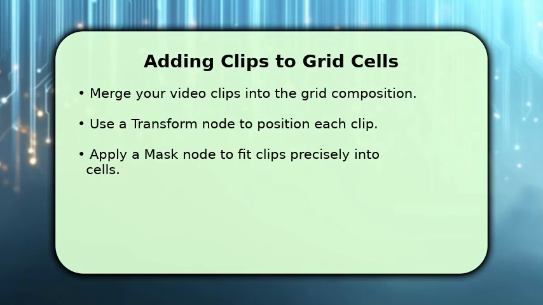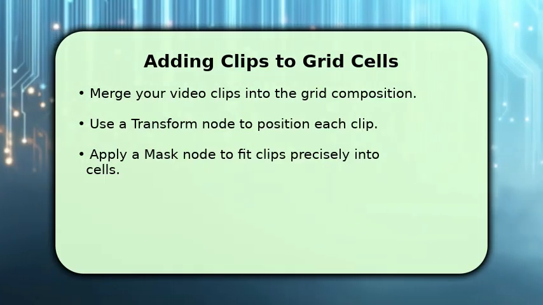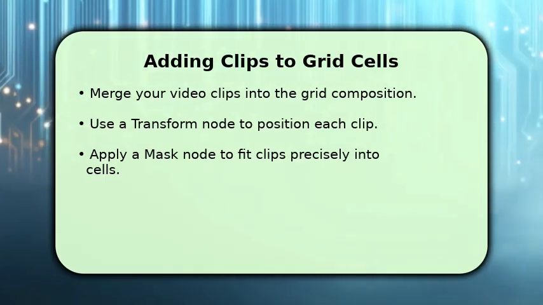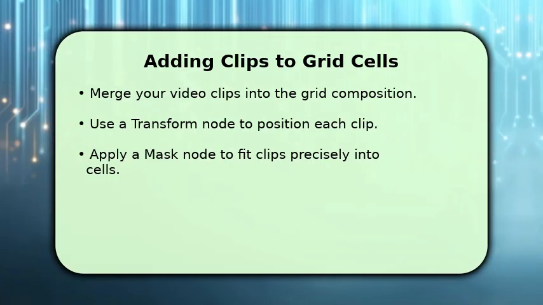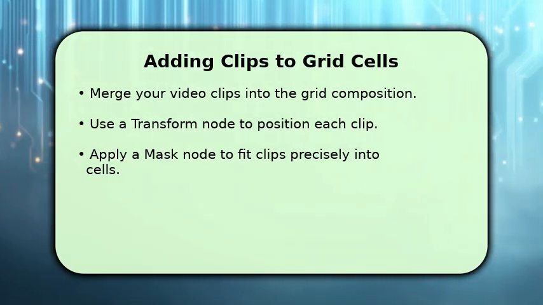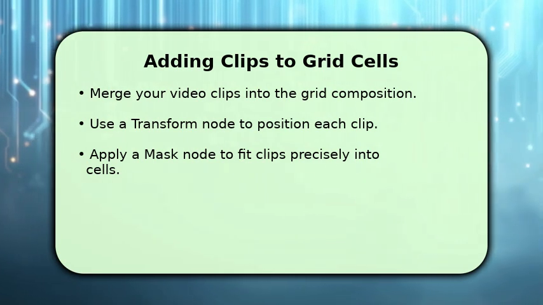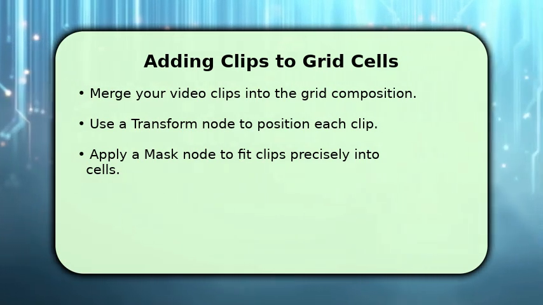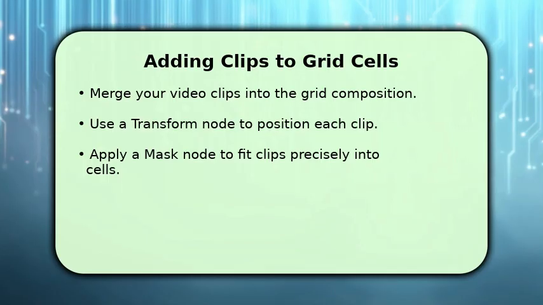With our grid ready, it's time to add the videos. Drag your media into the Fusion composition. For each clip, connect it to a merge node, then connect that to your main grid. Use a transform node to scale and position each video precisely within its designated grid cell.